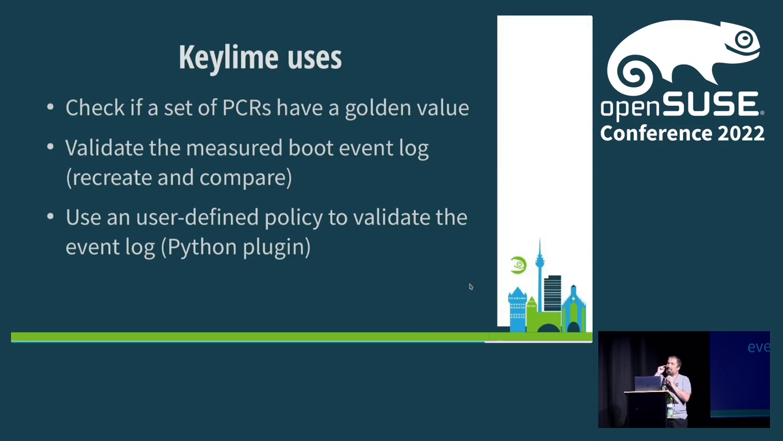For example, the kernel command line. There is a very long set of kernel command lines that are good. You can validate that by checking the PCR value that belongs to one set, or by requesting the event log and checking that the extension belongs to one list that you have. So you have two mechanisms, and with Python you can choose one or the other.